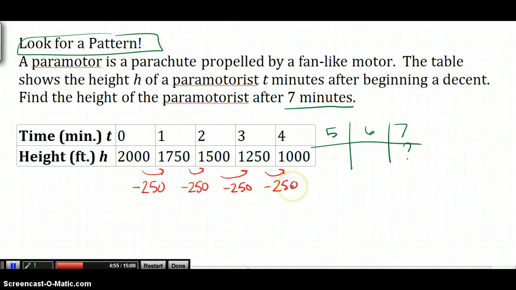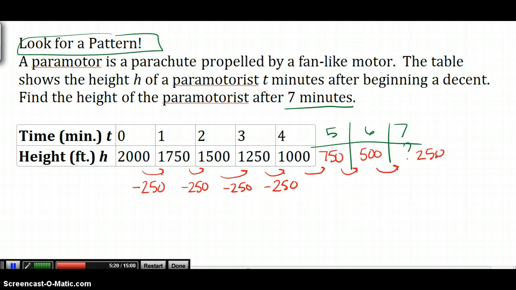what you can do, since we're only trying to go to 7, is subtract 250 three more times and get how high he is. So if you subtracted 250 again, at 5 seconds you would have 750. Subtract again, you'd have 500. And one more time, 250. So at 7 seconds, he's 250 feet in the air.